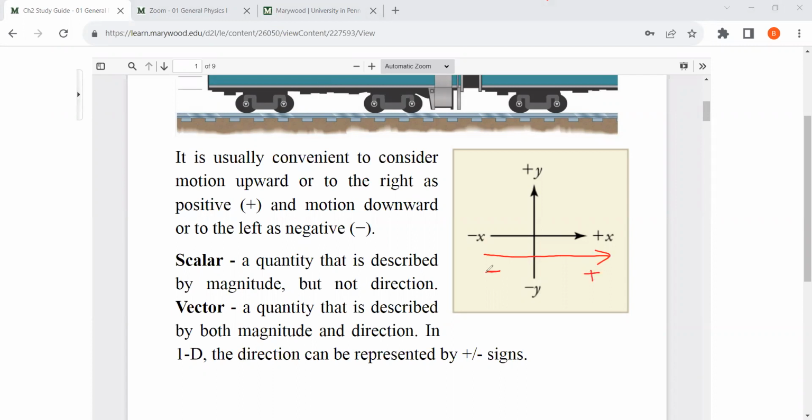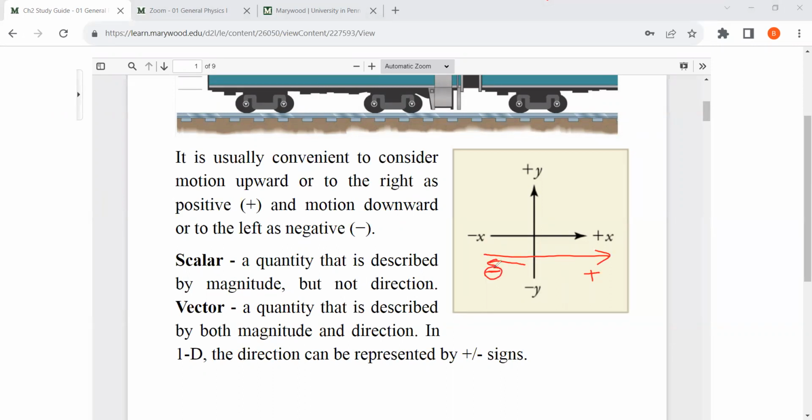Okay, so in one dimension, representing the direction is easy. It can be represented by either a positive sign or negative sign. Let's say if something moves along the positive x direction, then the direction will be positive. If the object is moving in this direction, then the direction will be negative.